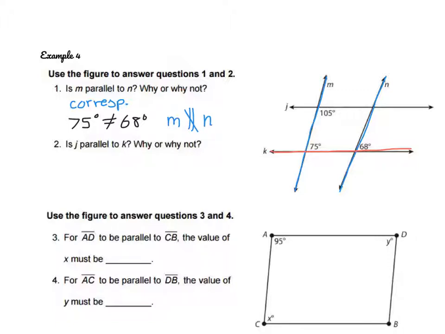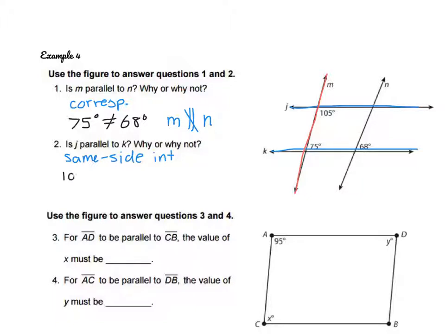Okay, now let's look at part 2. Here they're asking us, is J parallel to K? So we're considering J and K with a different transversal. So I'm going to pick M as my transversal because I know two of the angles, so one from each intersection. So I'm going to see what I know about these two angles. I can say that these two angles are same side interior. And I know that if these two lines were to be parallel, that they should be supplementary.